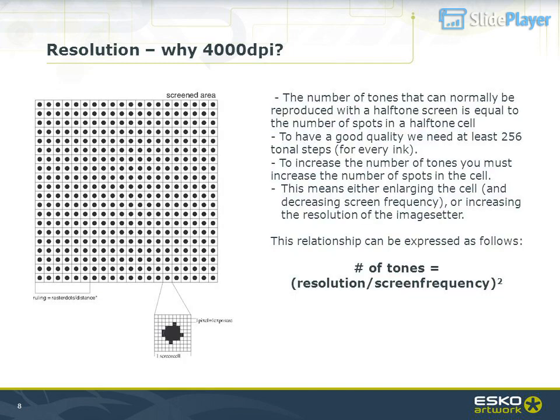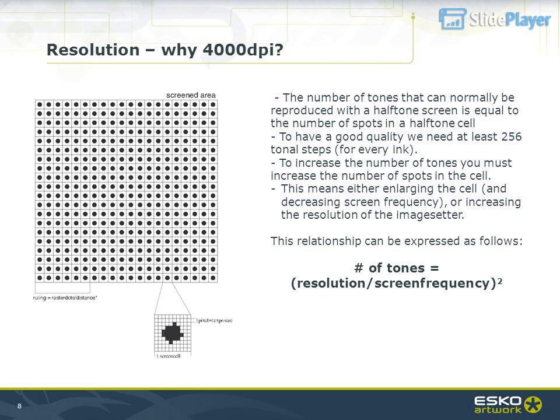Number of tones equals resolution / screen frequency squared. Resolution, for example 4000 dpi. The number of tones that can normally be reproduced with a halftone screen is equal to the number of spots in a halftone cell. To have good quality we need at least 256 tonal steps for every ink. To increase the number of tones you must increase the number of spots in the cell. This means either enlarging the cell and decreasing screen frequency, or increasing the resolution of the imagesetter.